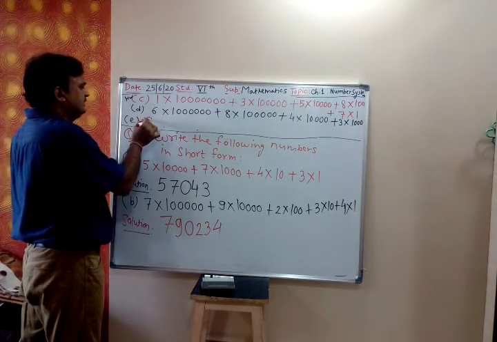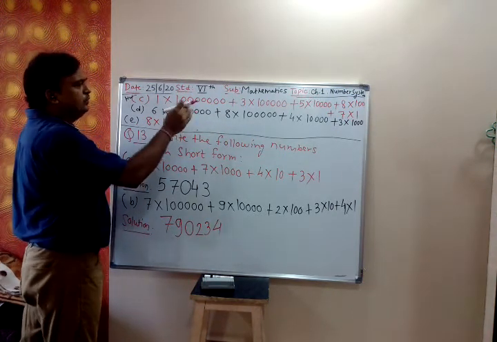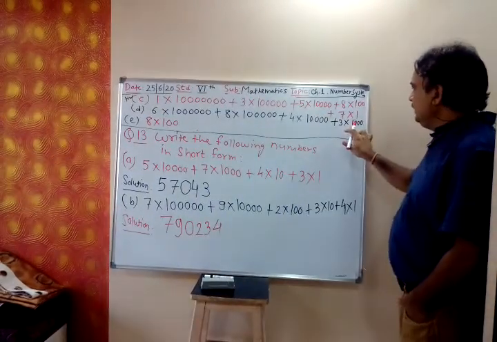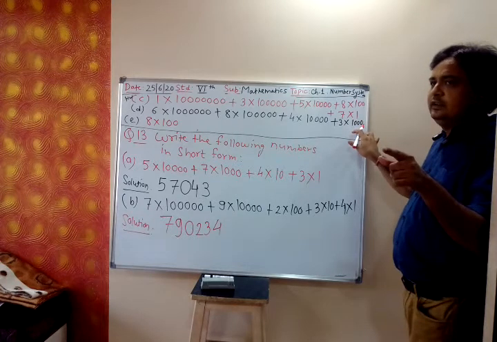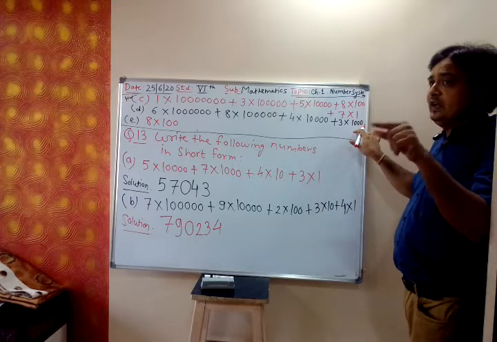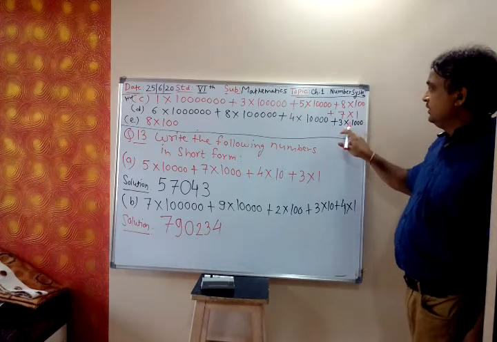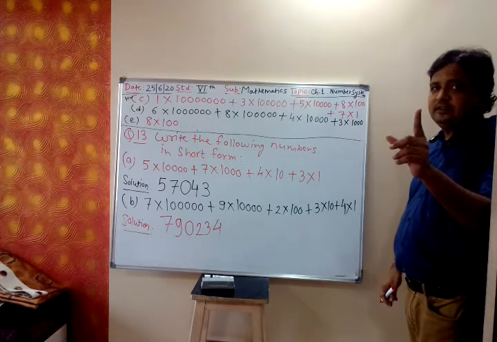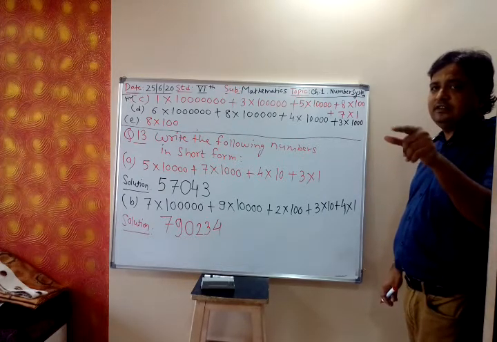Yes. See, if there is no 100 place, in D there is no 100. So in the 100 place you will write 0. There is no 10, so in the 10 place you will write 0. There is no ones, so in place of ones you will write 0. Is it clear? In D there is no 100, no 10, no 1. So in all three places I will write 0, 0, 0.